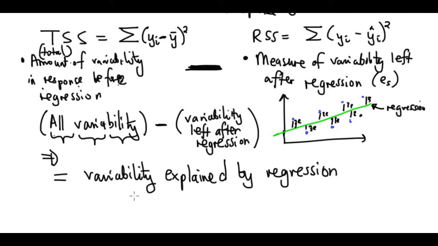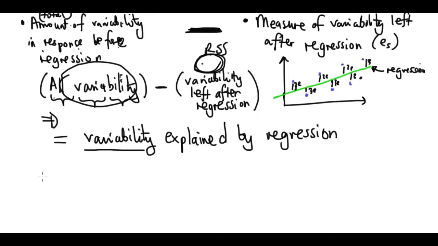I hope you see that. This was the total variability, every variability, and then this is just variability left after regression. So the difference between the two is obviously variability that was taken out by regression when we did our RSS, isn't it? So this is equal to TSS minus RSS, which measures the amount of variability in the response that is explained or removed by performing the regression.